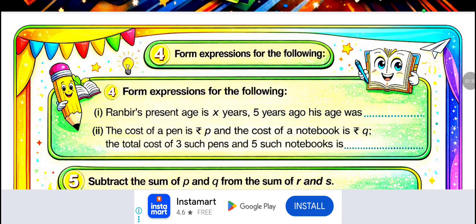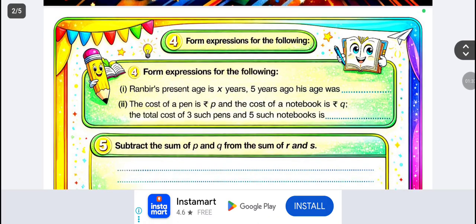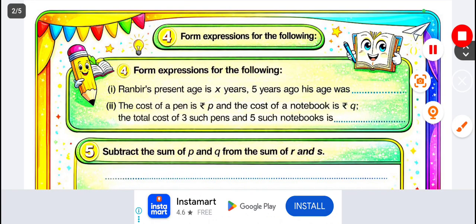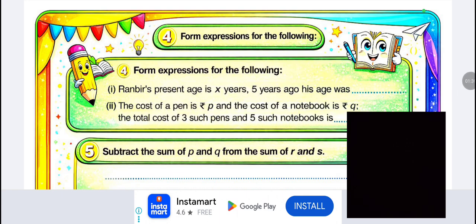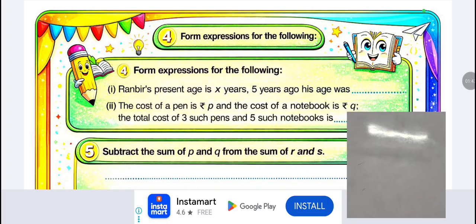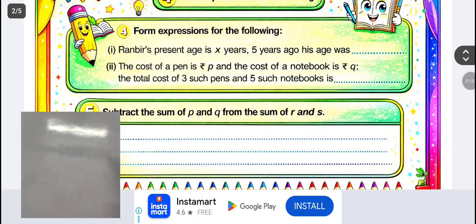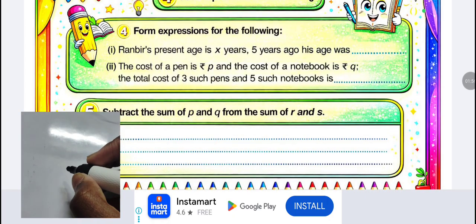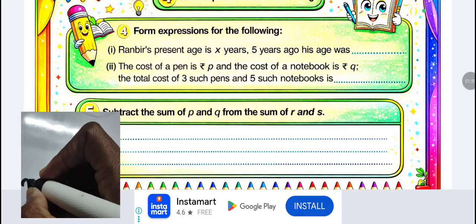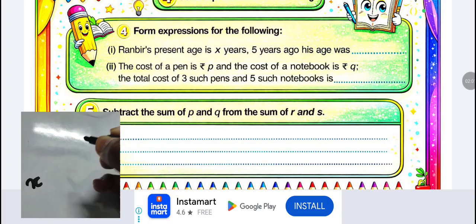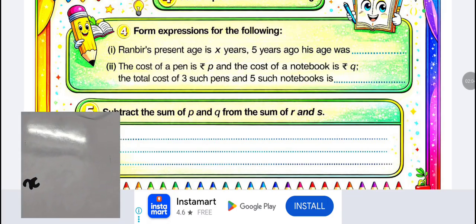Firstly, I will open my board screen. Okay, my board screen is open. Let's begin. I open my marker. It's easy. So the first one: Ranveer's present age is X, and 5 years later his age will be... Firstly, you will guess from the question statement, as I have already told. Now I will write.